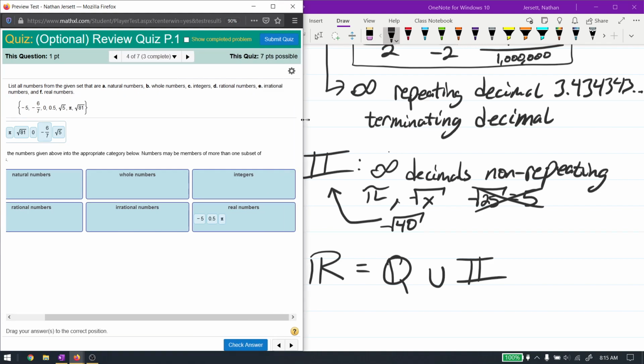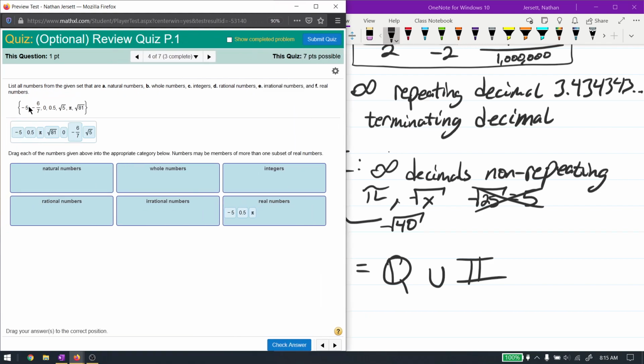Let me give myself a little more space here to work with. 81, 0 is a real number. This is a real number. And square root of 5 is a real number. These are all real numbers. Okay, now we can subdivide them into their parts.